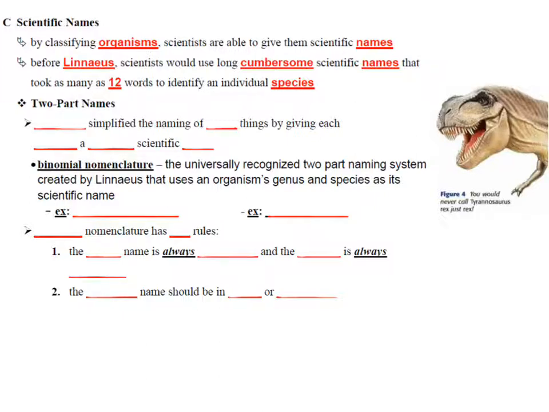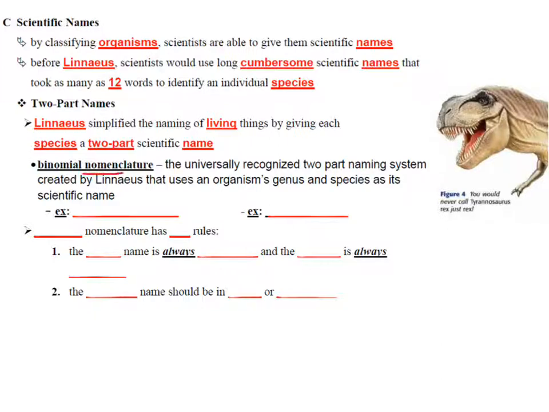And so when Linnaeus came along, in addition to his 7 levels of classification, he also came up with a standardized way of naming individual organisms. What Linnaeus did is he came up with a 2-part name. Linnaeus simplified the naming of living things by giving each species, that is each individual type of animal or organism, doesn't have to be an animal, a 2-part scientific name. Now this system of naming is called binomial nomenclature.